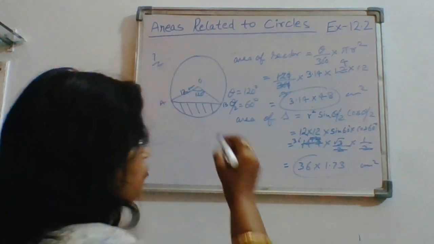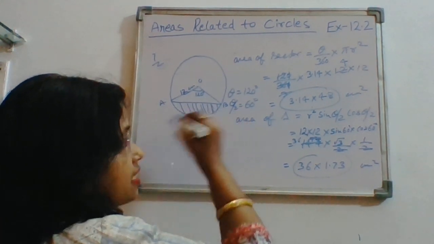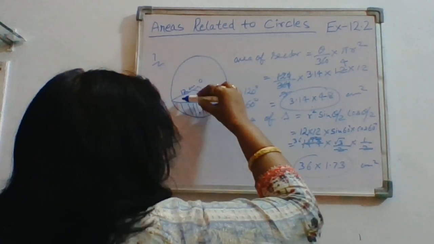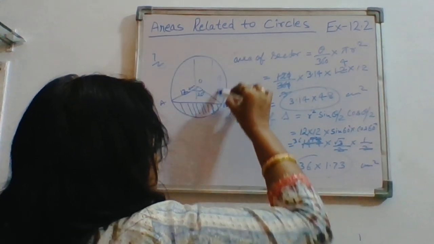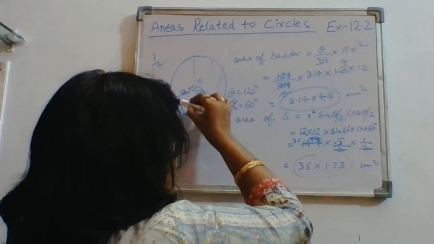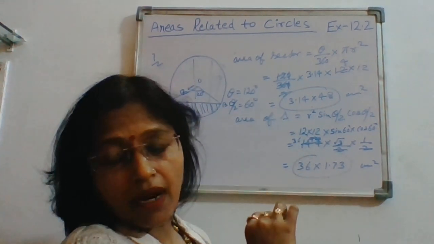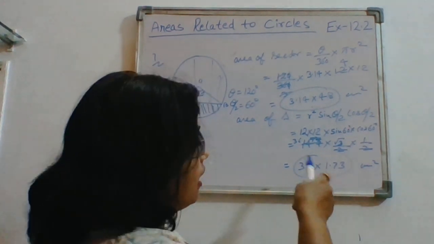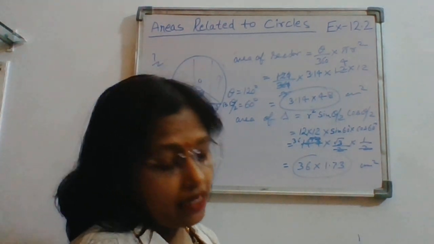And when you have calculated this area of this minor segment, you can calculate the area of the major segment. Area of this major segment will be area of the circle minus area of the minor segment. So area of the circle is pi r square. Calculate and subtract the area of the minor segment from it.